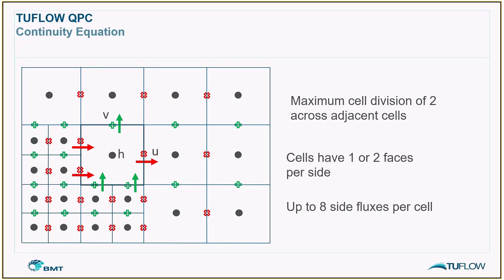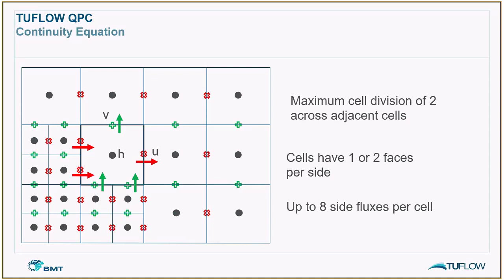With the TUFLOW Quadtree scheme, each cell can have a maximum cell division of 2 across adjacent cells. So neighbouring cells can have 2 times more cells or 2 times less cells. This results in 1 to 2 faces per cell side. So if we look at the cell in question there, on the left-hand side we have 2 fluxes into the cell, and on the right-hand side we have 1 flux out of the cell.